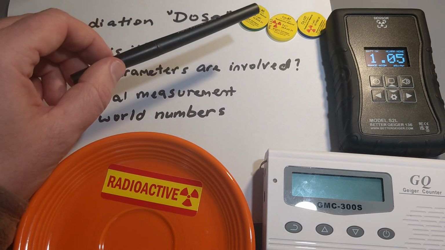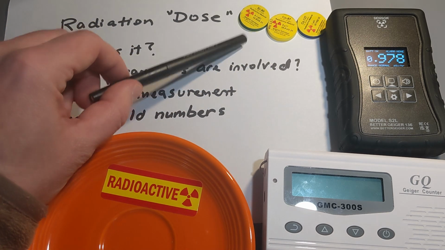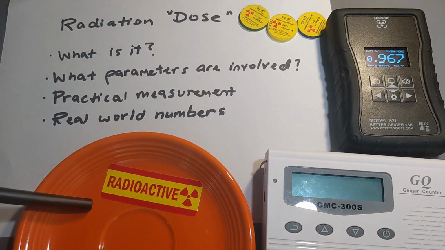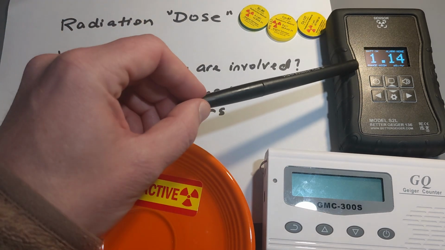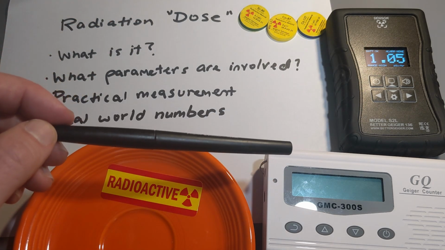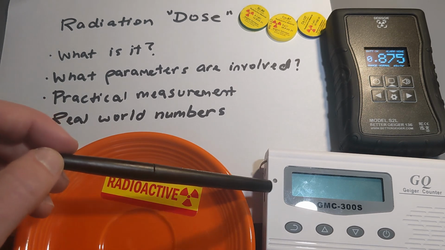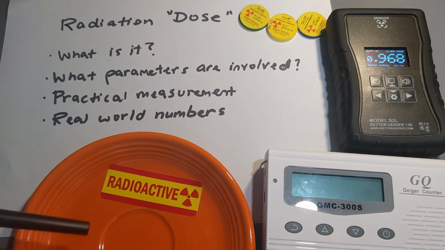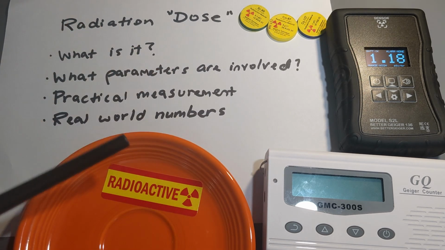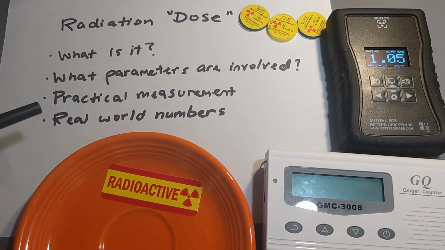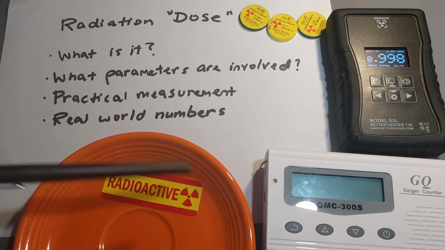And I have some sources, some artificial sources here. I have some Fiestaware. I have a Better Geiger S2L radiation detector, and I have a low-cost Geiger counter based tube for some comparisons to show in the measurement part what these can and can't do and how they differ. And yeah, I'll try to do some demonstrations later.